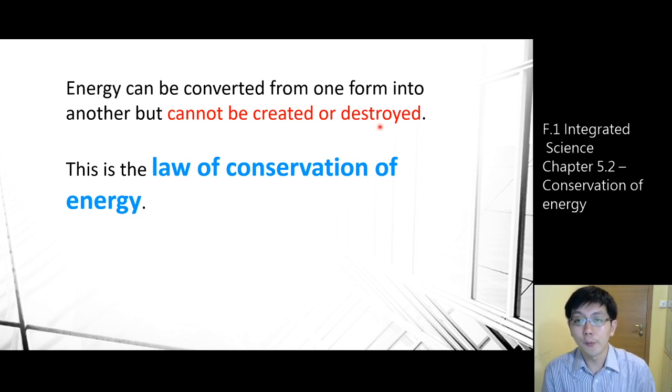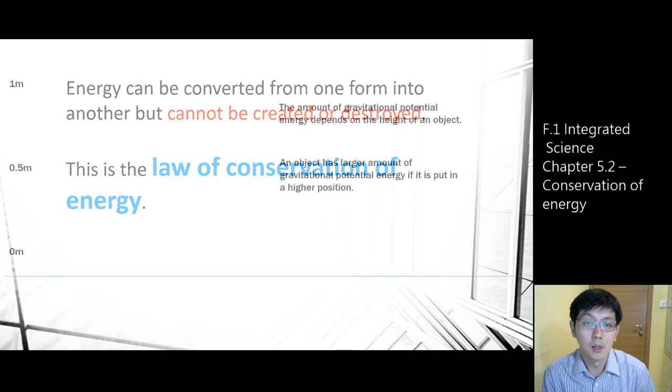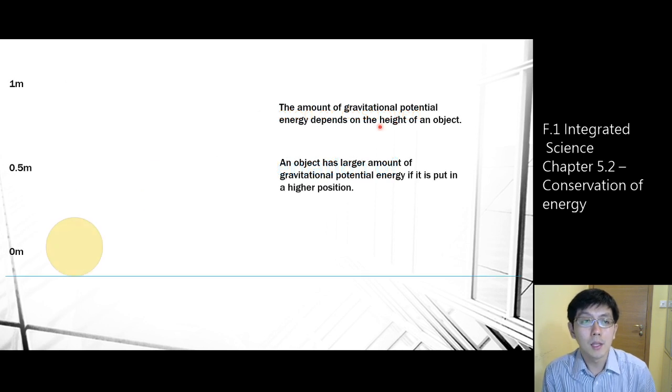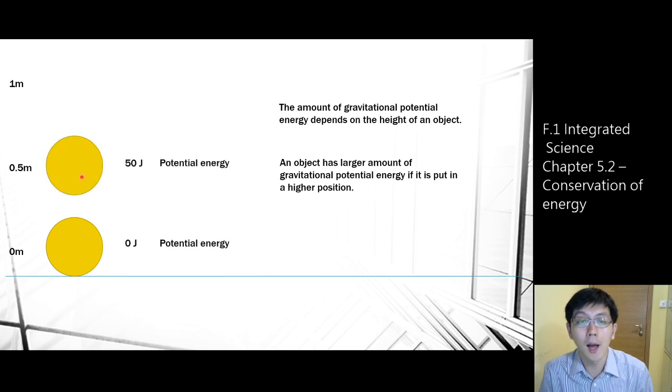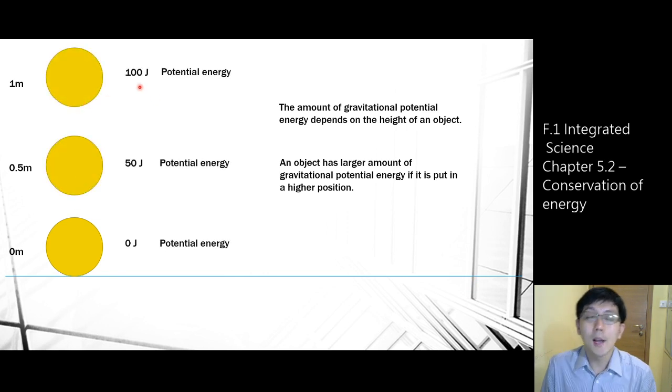Now, I will use the following example to show you how scientists make use of the law of conservation of energy. Now, I'm taking a ball here. I put a blue line here to indicate this is the ground. And if I move this ball to a higher position, it will gain potential energy. This was already mentioned in the first video I delivered here.